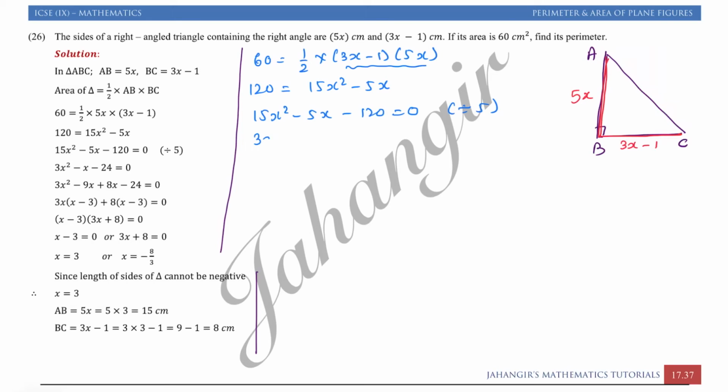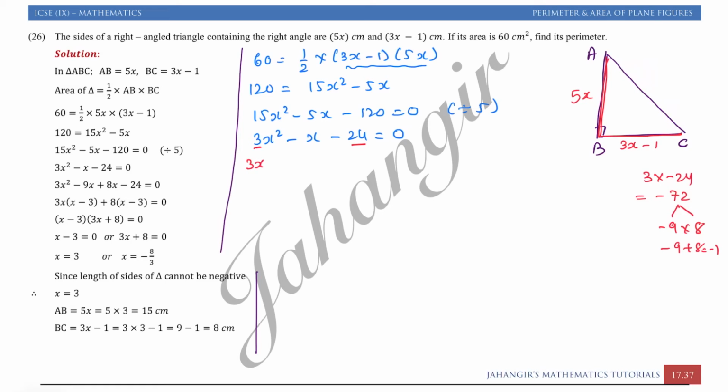It will become 3x square minus x minus 24 is equal to 0. Now we will factorize. Just multiply 3 into minus 24, that is minus 72. You have to find factors of 72 such that you get the middle term. The numbers are minus 9 and plus 8, which give you minus 72, and minus 9 plus 8 will give you minus 1.